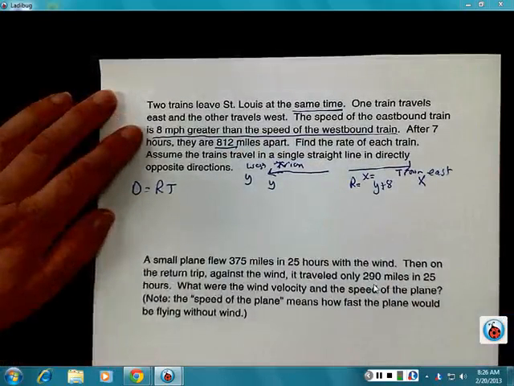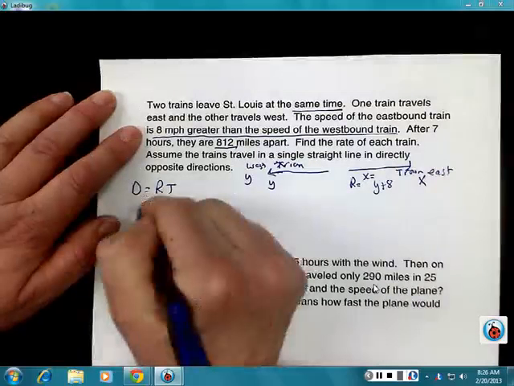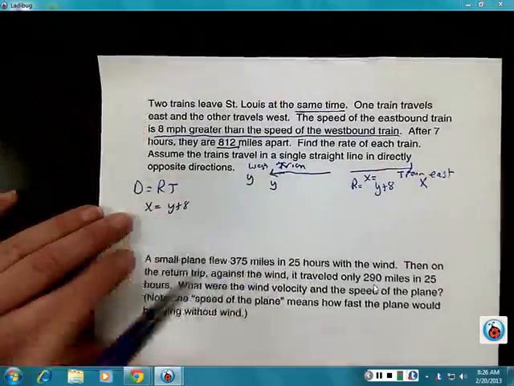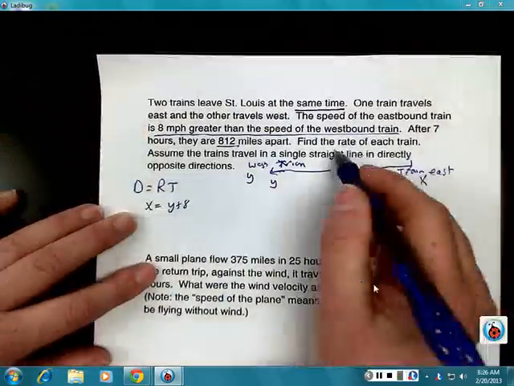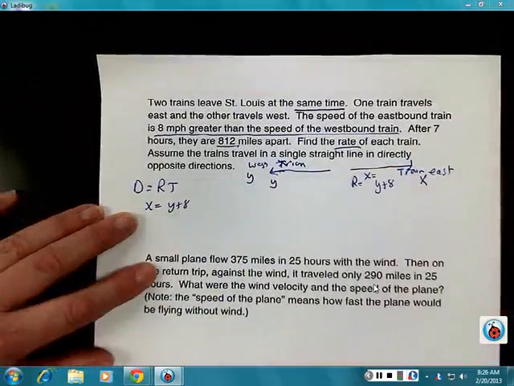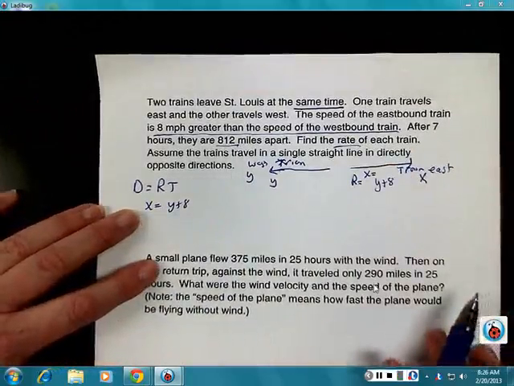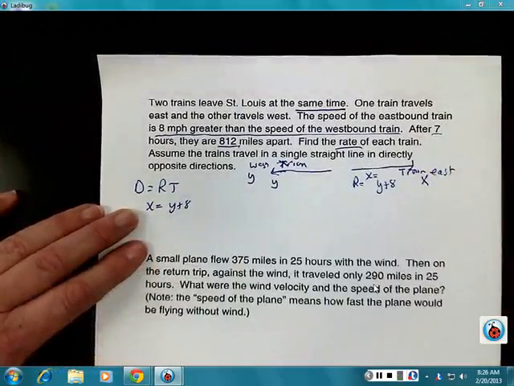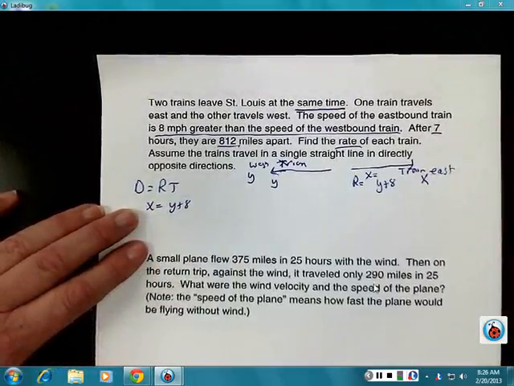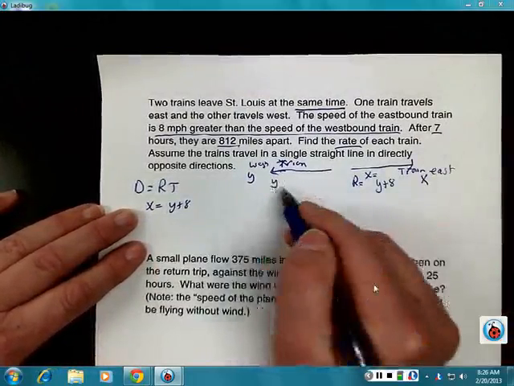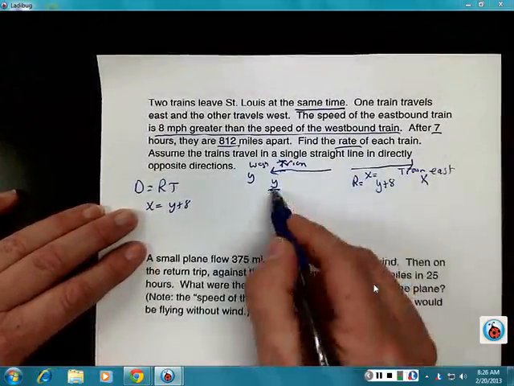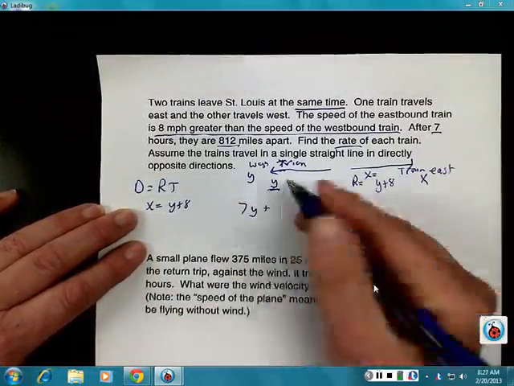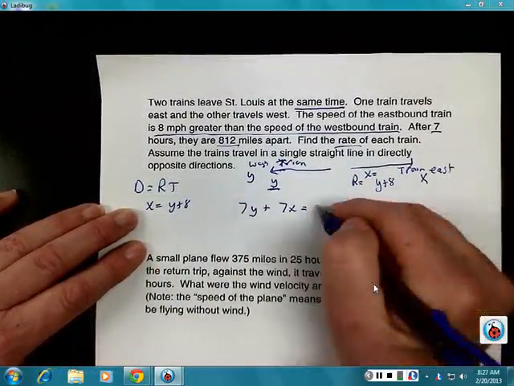So what are my 2 pieces of information? One piece is X equals Y plus 8, because that will be the speed of my X train. And is that what we're looking for? Yep, find the rate that each train is traveling at. So what parts do I know here? If it's after 7 hours, how long has each train been on the track? 7 hours. Each one's been on the track for 7 hours. So if Y is the rate, 7 times Y plus 7 times X is going to end up equaling my distance, which is 812.